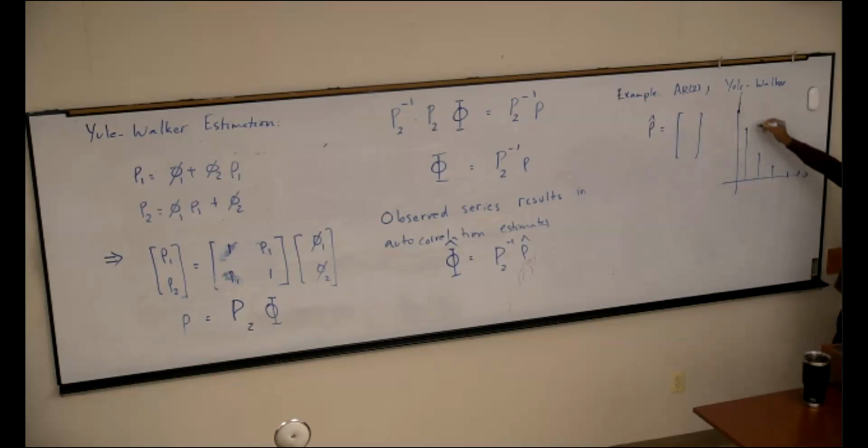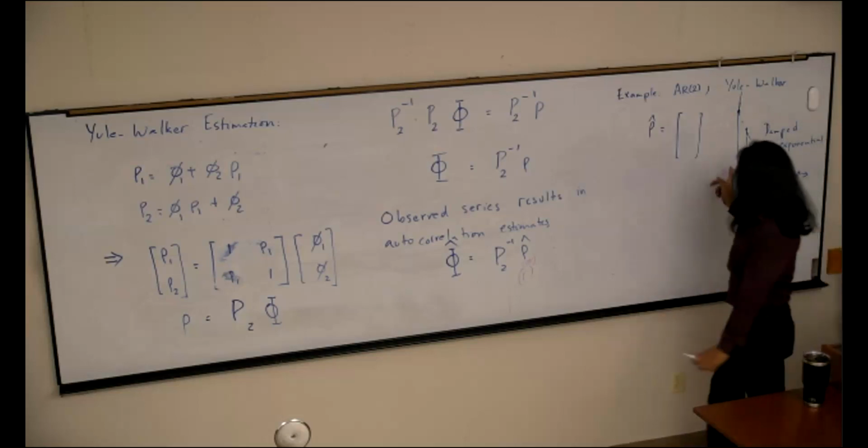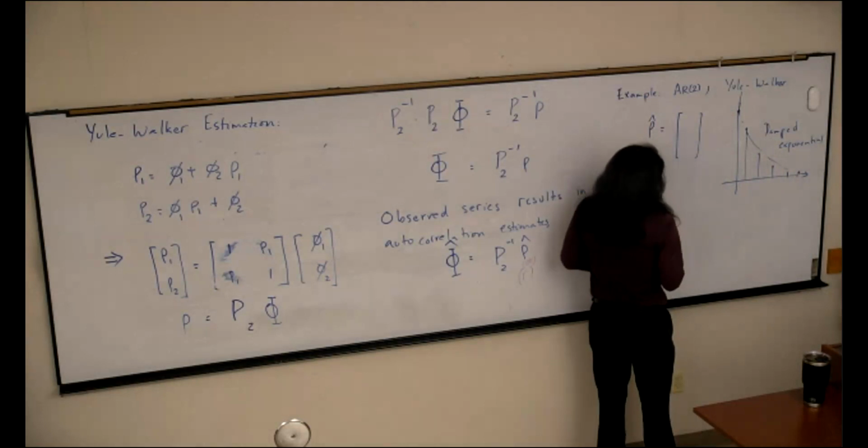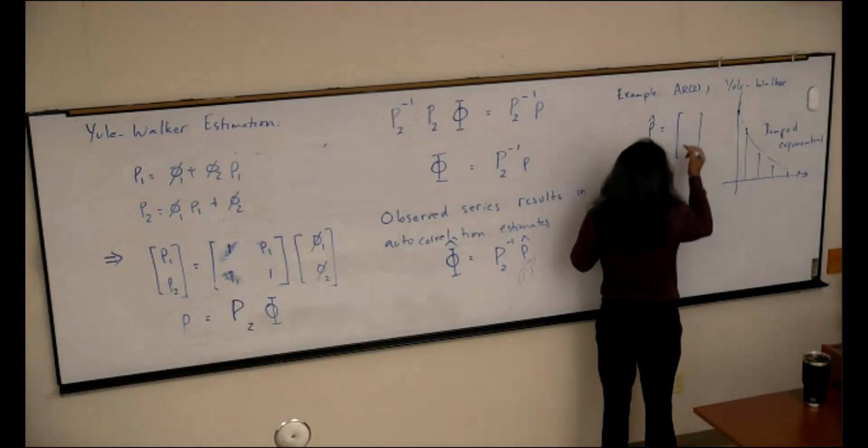Great. A continuous function like that would be an exponential. So that is what we call a damped exponential. Why damped? The autocorrelation is getting suppressed as you go back in time. Damped exponential. That is what I'm expecting to get if it's an AR2 model.